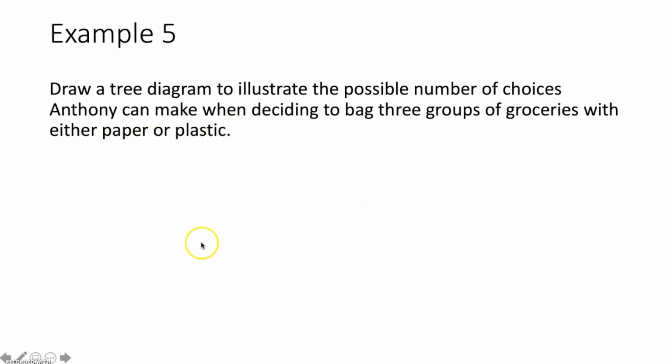So in that first group of groceries, he can either bag it with paper or plastic. Now let's say he bags the first group of groceries with paper. That second group of groceries he again can either bag with paper or plastic. If he were to bag that first group of groceries with plastic, he can again choose for the second group of groceries to be bagged with paper or plastic.